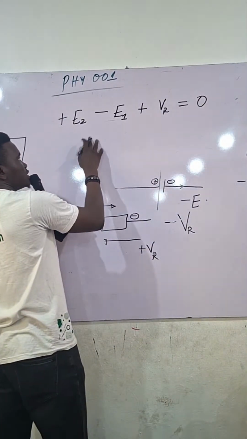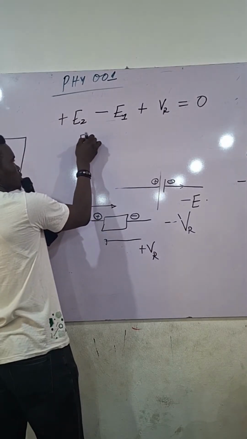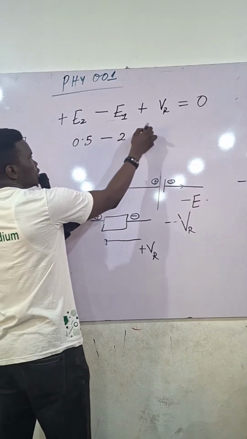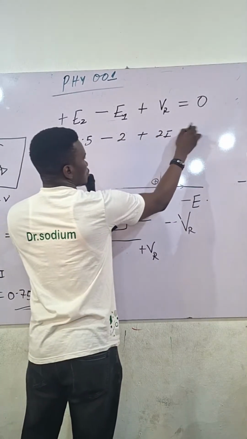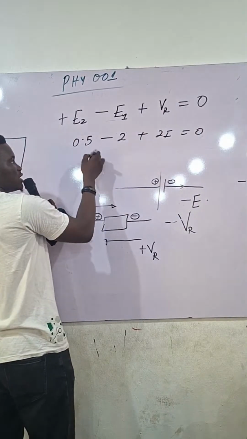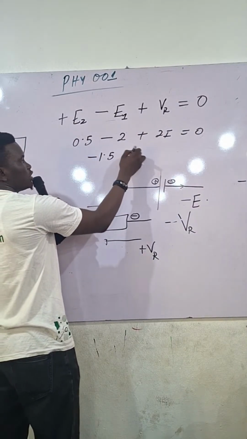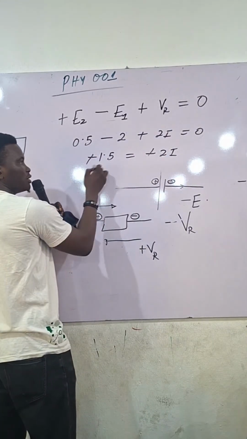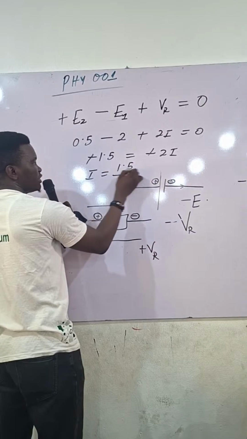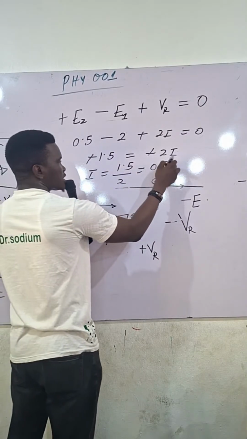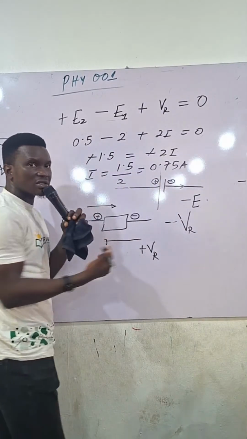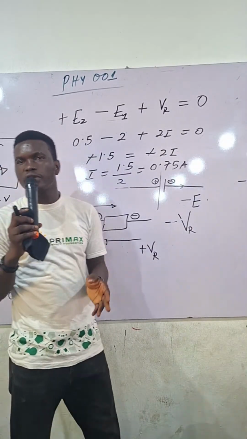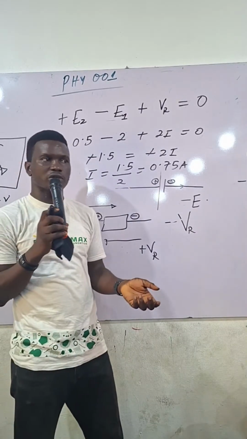At the end of the day, I can have my E2, and my E2 is what? 0.5 minus 2 plus 2I is equal to 0. So I can say minus 1.5 equals minus 2I. Then minus and minus will go, right? So we have I is equal to 1.5 divided by 2, and that will be 0.75 ampere. You can still see that I still have the same answer. All you just have to do is put the necessary directions into consideration.